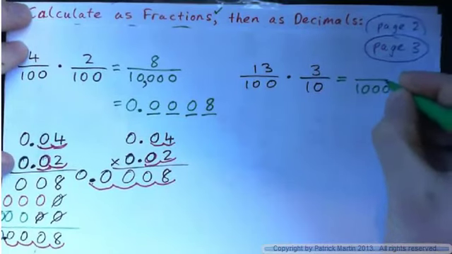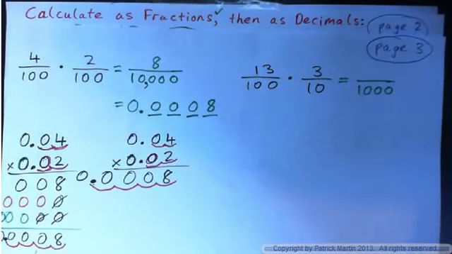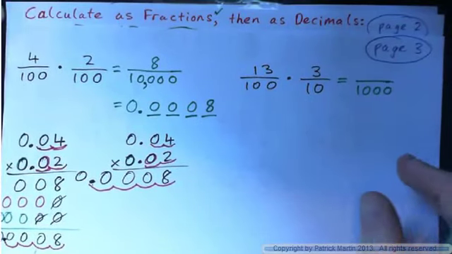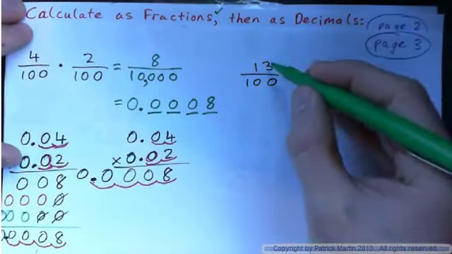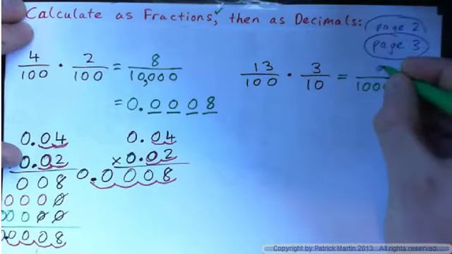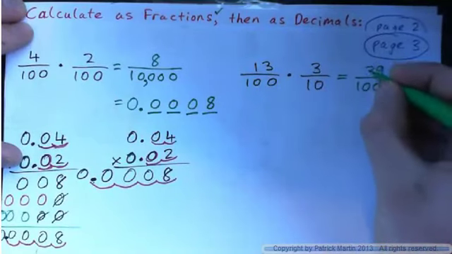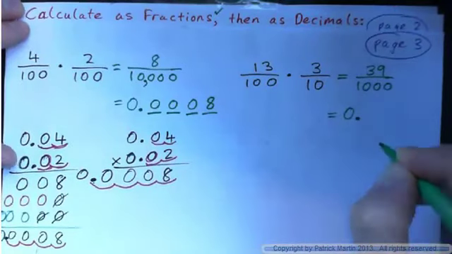1,000. So like I said, most important thing is press pause, try and do it, and then check the video. Or race me is the best thing to do, right? 13 times 3, well, 3 times 3 is 9. 3 times 1 is 3, that's just 39. So we've got 39 thousandths, which is 0. What?